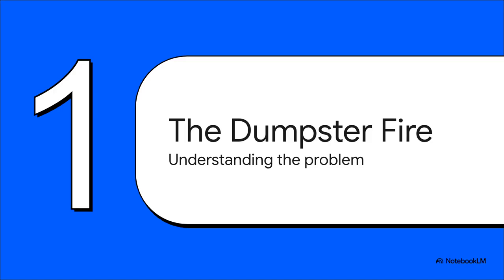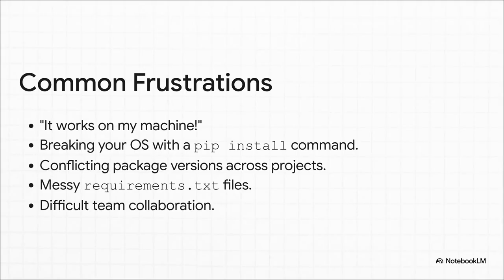So to really appreciate the solutions, we have to sit with the problem for a minute. Why does it feel like this? What are the actual specific things that cause all this agony? You know the ones. It's that infamous line, "but it works on my machine." Or that heart-stopping moment when you run a simple pip install, and suddenly your entire operating system is acting weird. The core issue here is that Python, by default, just throws everything into one big global folder. This creates a battleground where different projects need different versions of the same package, making it almost impossible to share your work with your team and have it just work.